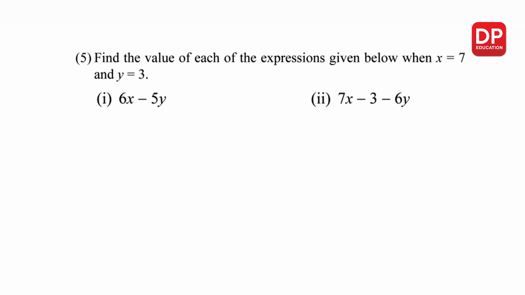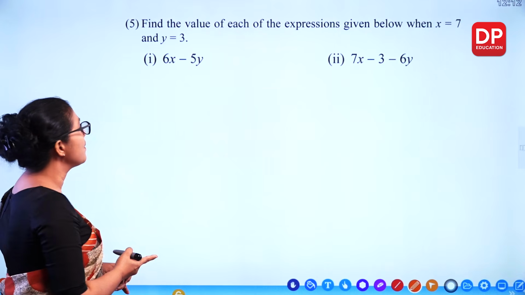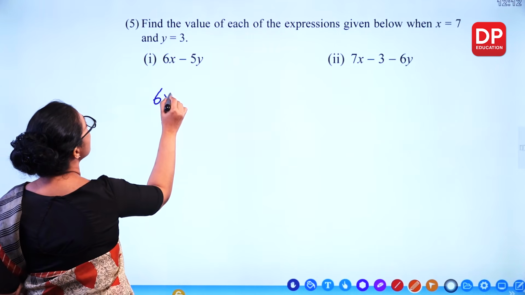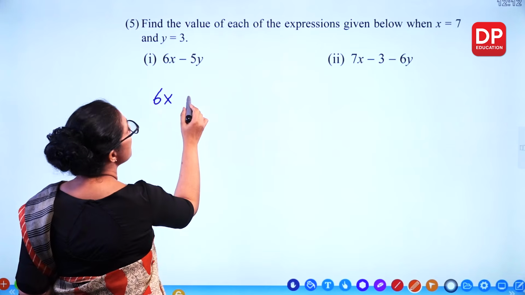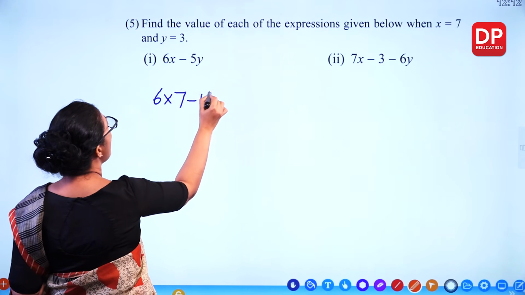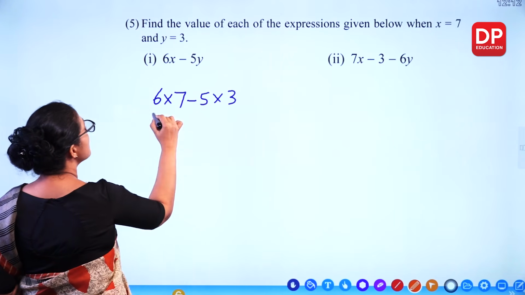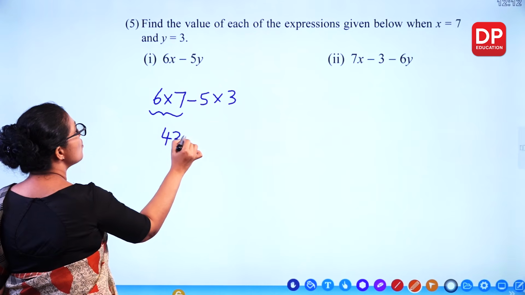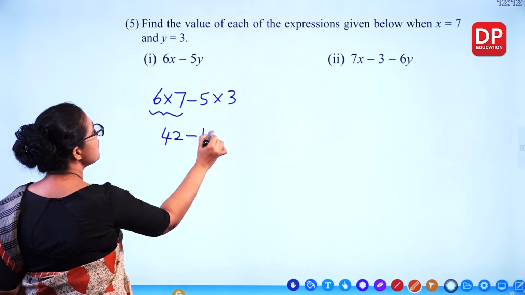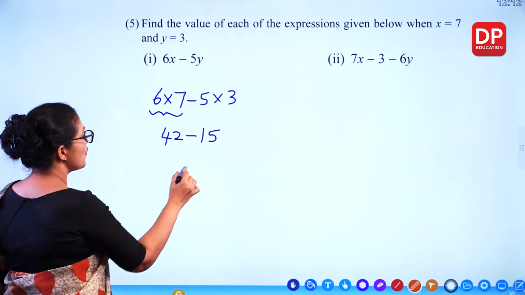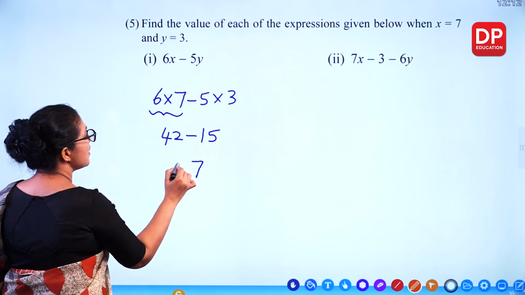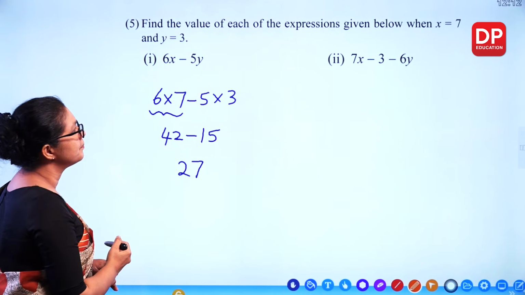Find the value of each of the expressions given below when x equals 7 and y equals 3. We'll substitute. X equals 7. Y equals 3. 6 times 7, 42. 5 times 3, 15. Now subtract. You get 27.